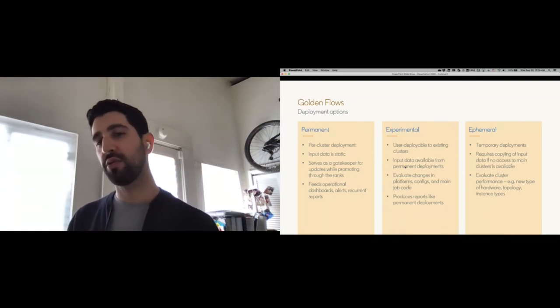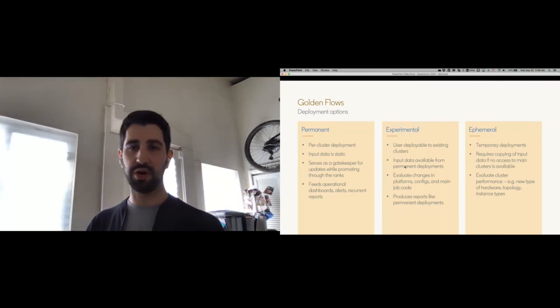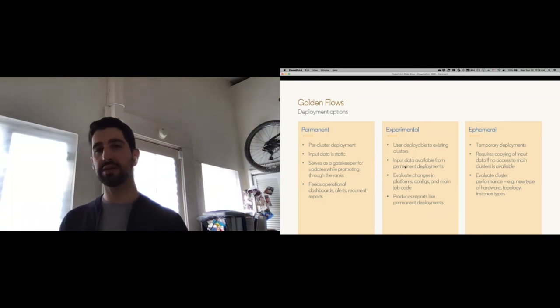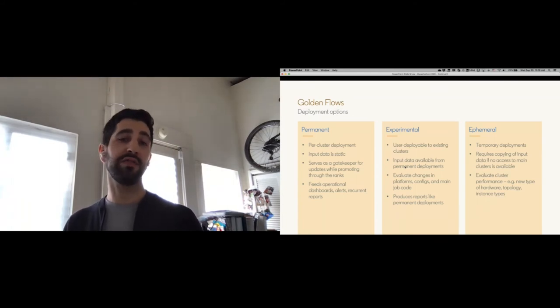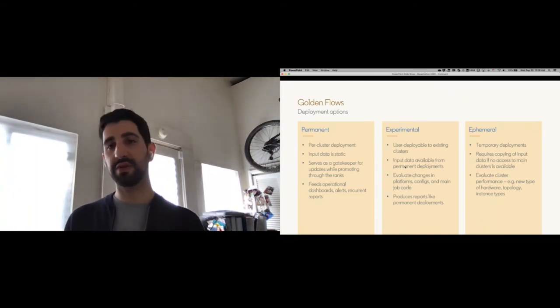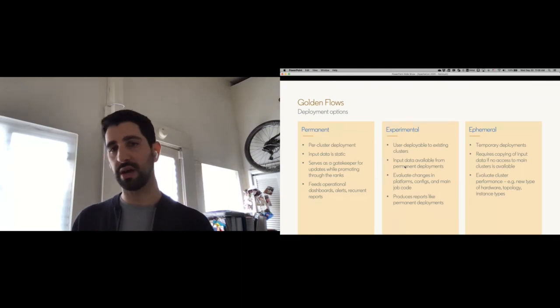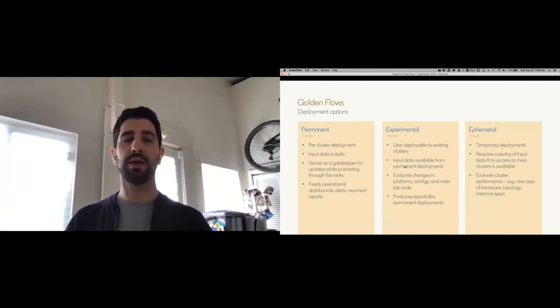And another one is the ephemeral option. So this is basically designed for temporary deployments. Let's say you're trying to evaluate a new cluster, could be in the cloud, or you're trying to evaluate different types of instances and see what is the compute efficiency that you get from them. So you can deploy this independent zip as long as you have the surrounding infrastructure like Azkaban, Yarn, and all those. And then as long as you provide the input and make it available, then you can basically evaluate new clusters and not have to abide to our existing clusters.